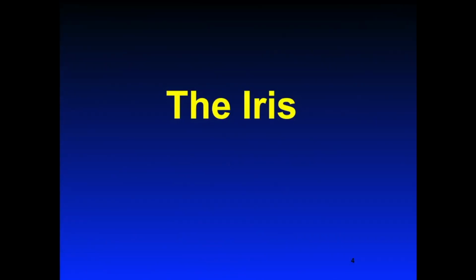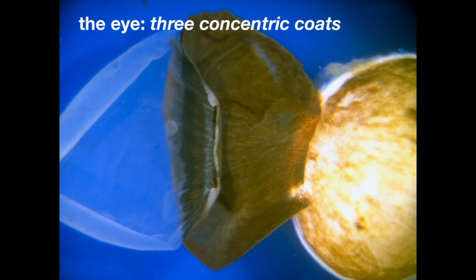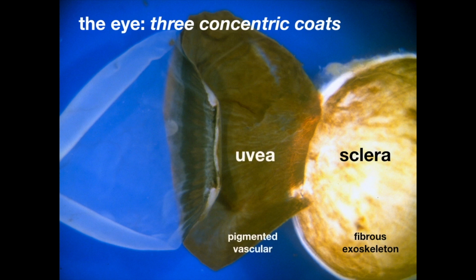The iris. The eye is composed of 3 concentric layers or coats, which are readily seen during gross dissection. These include the outer fibrous exoskeleton composed of the sclera and its transparent anterior portion, the cornea, the middle pigmented and heavily vascularized uveal tract, and an inner layer derived from the neuroectodermal optic cup.